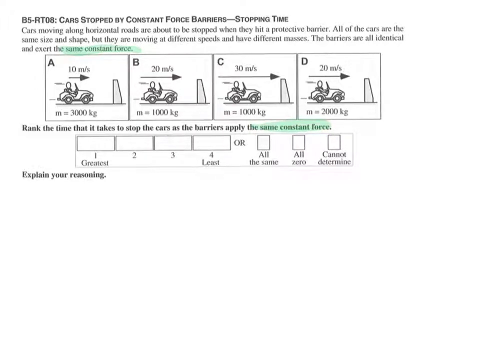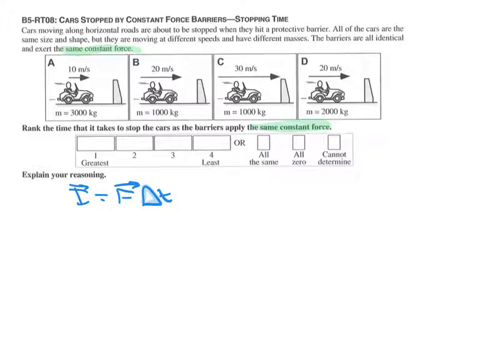So what we want to say is the impulse, delta I, is going to be related to the force times delta t. And we know the force is the same. So that means that delta t is going to be ranked the same way as I. If I figure out which ones have the biggest I, then I have figured out which ones have the biggest delta t.